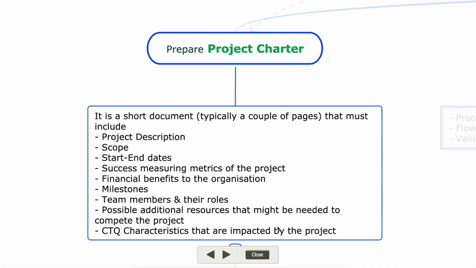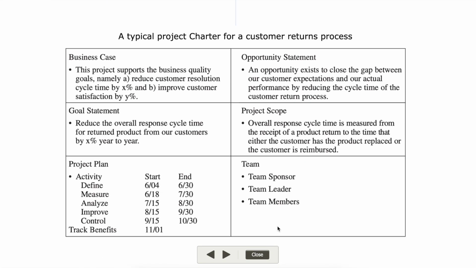Okay, an example of such a project charter is this one. Here you can see the project description, the opportunity statement, meaning what opportunity exists in the system, the goal, the scope of the project, the plan, and the start and end dates. And then the team: the members will be listed here, and their roles, what they are going to do, will also be listed in this part. So this is a short document which we must compile during this step.